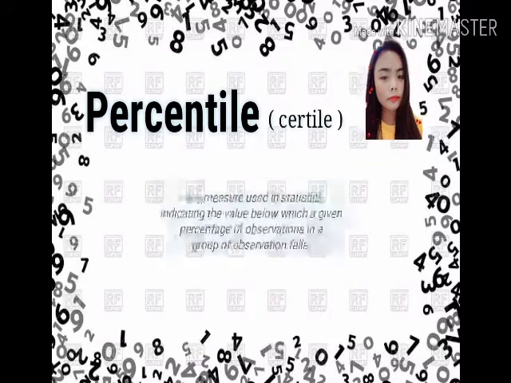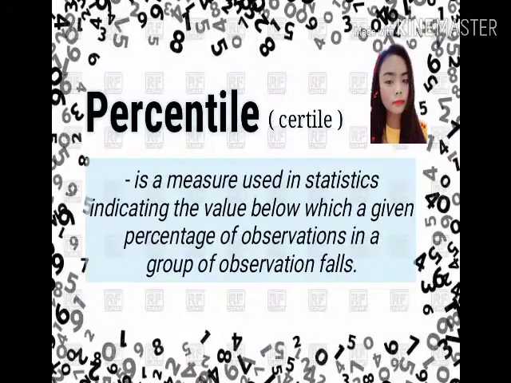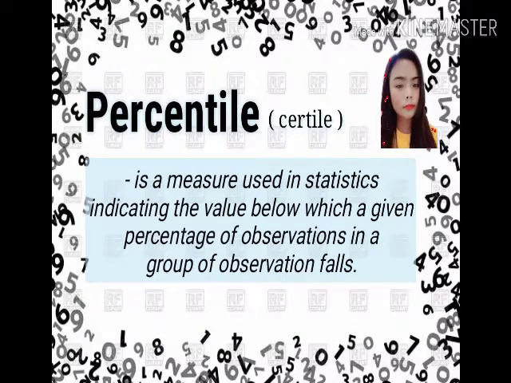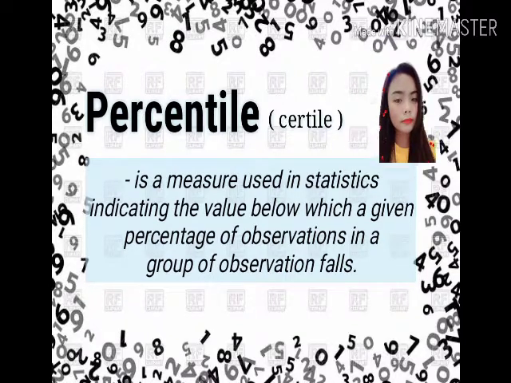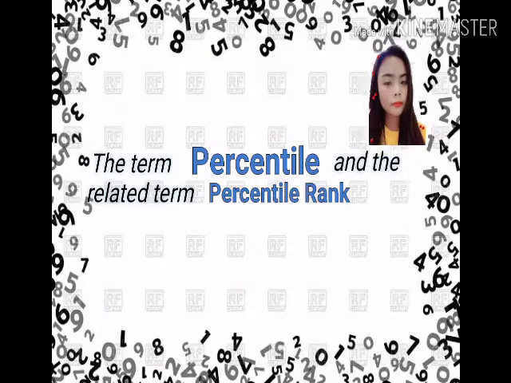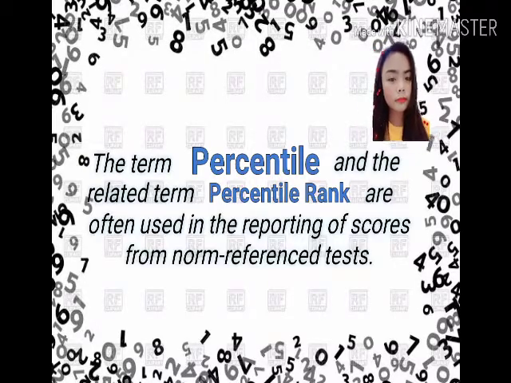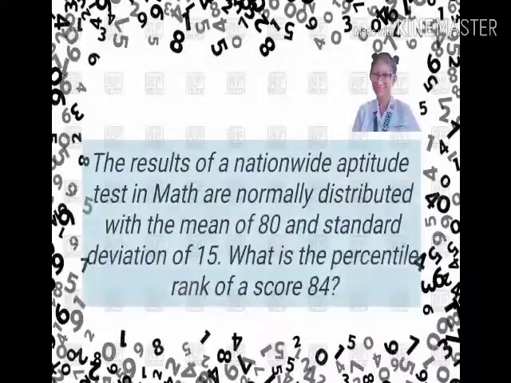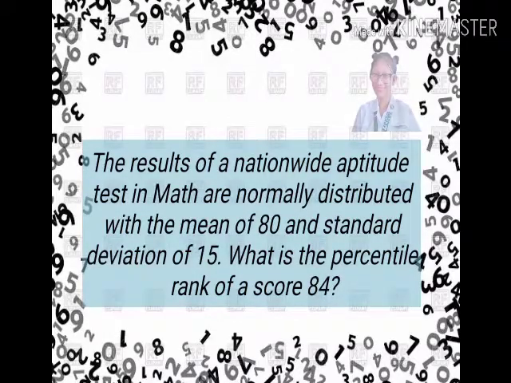A percentile or tercile is a measure used in statistics indicating the value below which a given percentage of observations in a group of observations falls. The term percentile and the related term percentile rank are often used in the reporting of scores from norm-referenced tests. For example, the results of a nationwide aptitude test in math are normally distributed with a mean of 80 and standard deviation of 15.